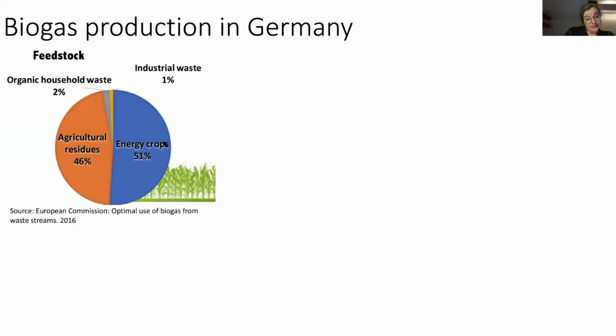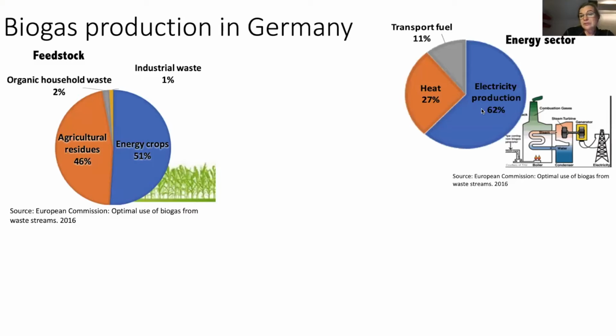What they use is different from what we use. They use half of it energy crops, and the other half is agricultural residues, mainly manure. And very little is, for example, household waste or industrial waste. They produce mainly electricity from that, very little heat and very little transport fuel. And when you look at this, you will think it is renewable. Yes, you use renewable resources, but is it sustainable?